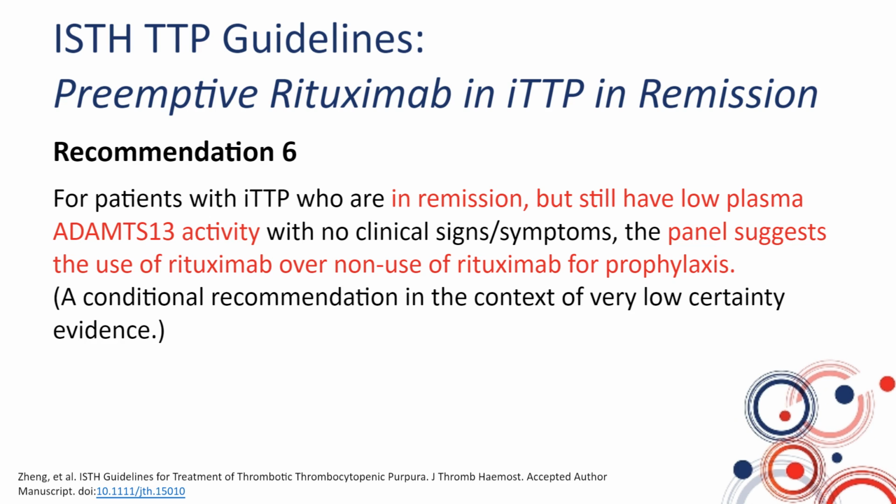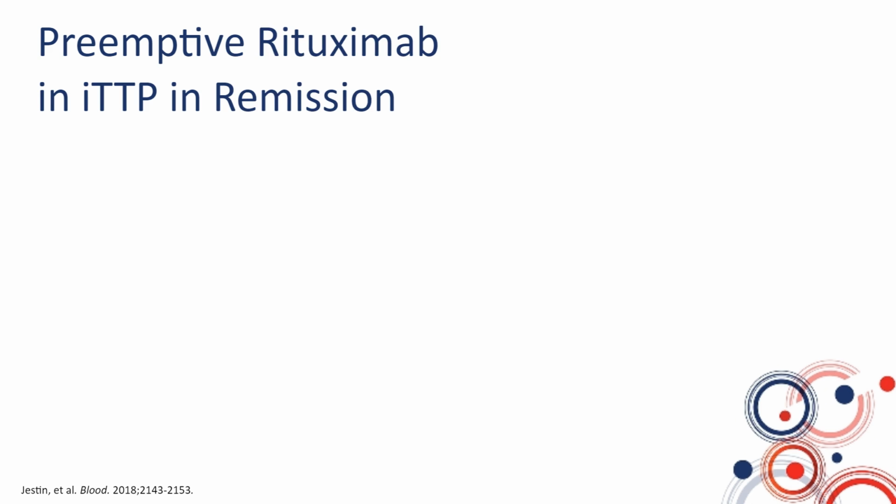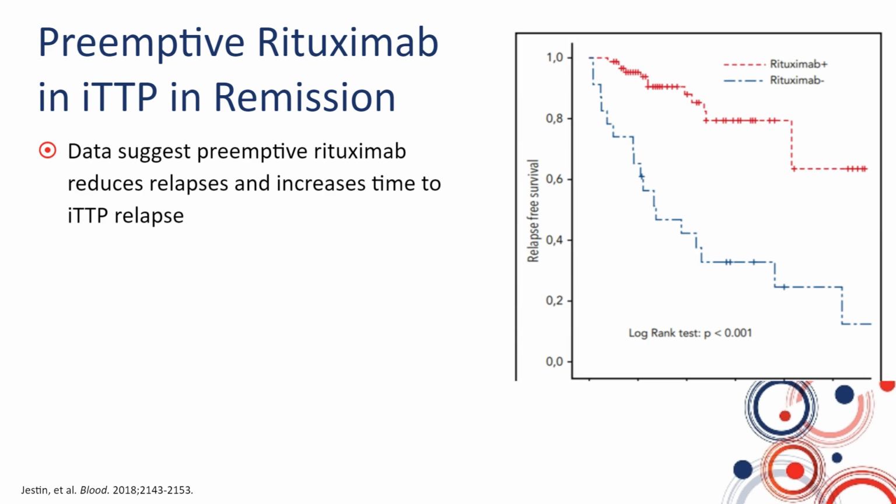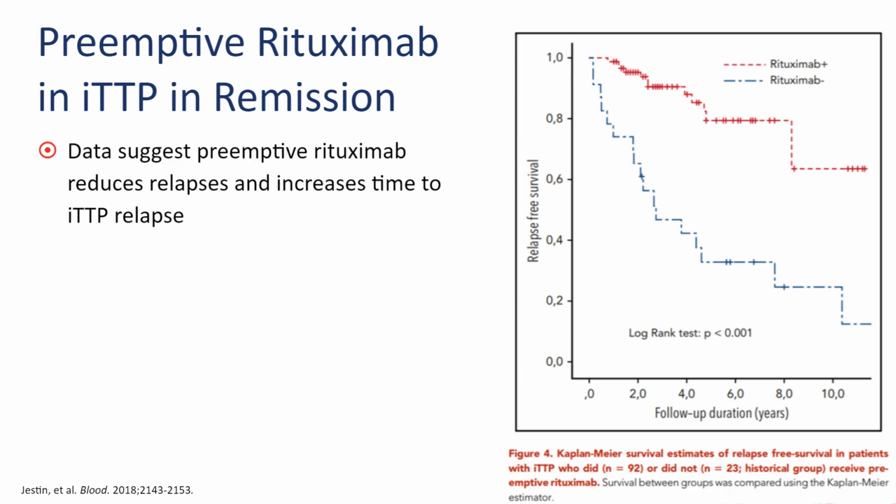And this is really based upon the concern of the increased risk of relapse for the undetectable ADAMTS13 activity in a patient with a prior history of TTP. Data from Jestin et al. from the French TMA group looked at preemptive use of rituximab in immune-mediated TTP in patients in remission. So these are patients followed every 3 months, and when severely deficient ADAMTS13 activity developed, prophylactic rituximab was administered. You can see in this graphic in the red where prophylactic rituximab was administered, and in the blue line where these were historical controls where it was not. And you can certainly see a very obvious and significant difference in the relapse-free survival.